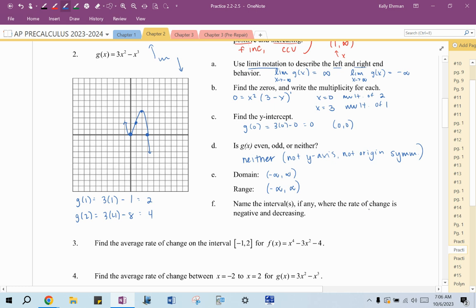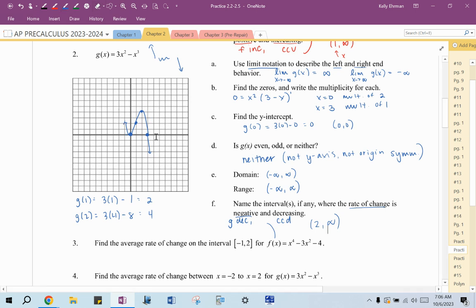Name the intervals, if any, on which the rate of change is negative, which means when is g decreasing, and when the rate of change is decreasing, when g is concave down. We're looking for something like that, decreasing, concave down. So the only decreasing section is to the left and to the right. We're concave up over here, but we're concave down right here. So this is going to be 2 to infinity.